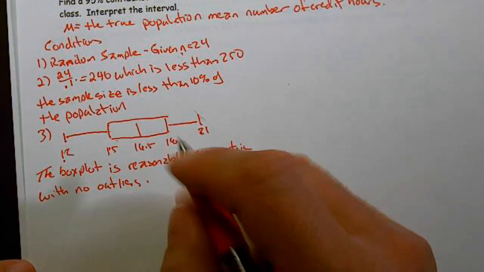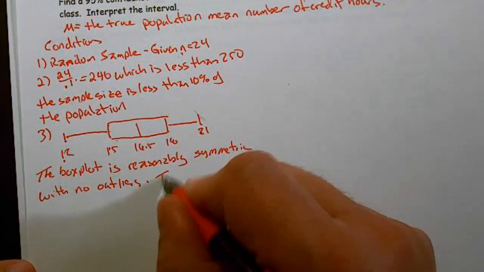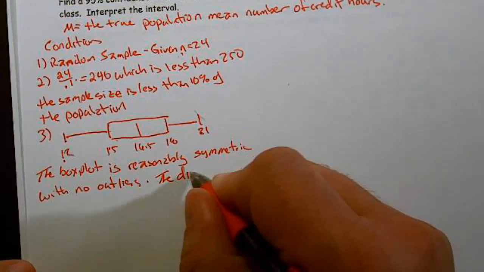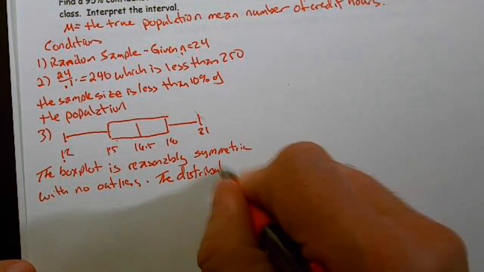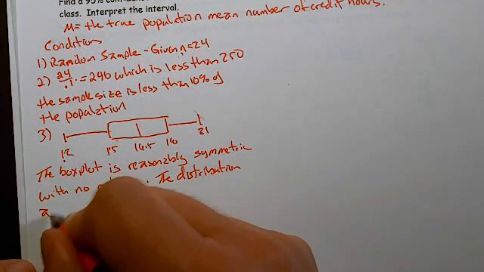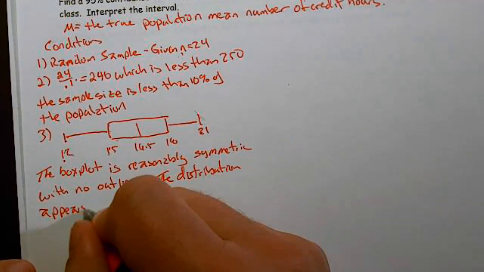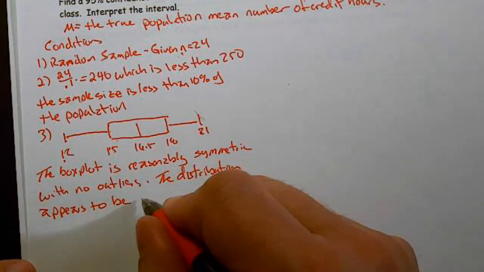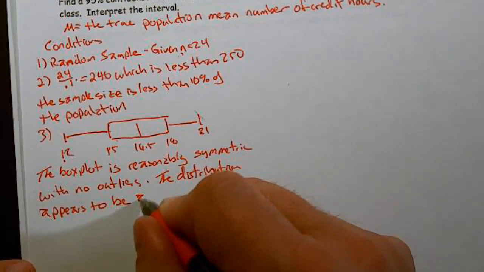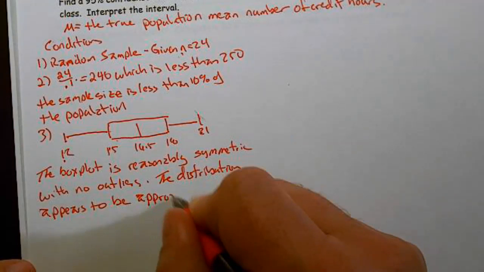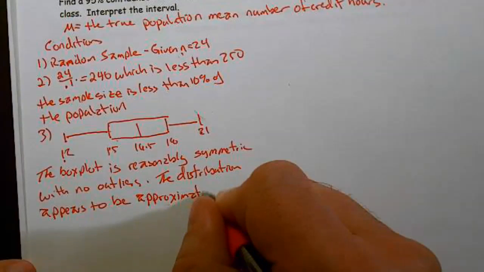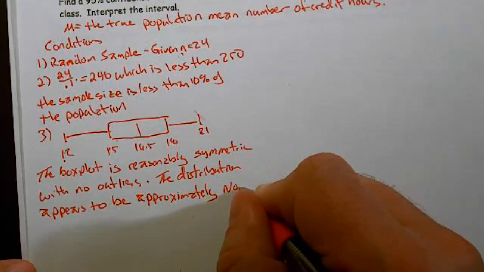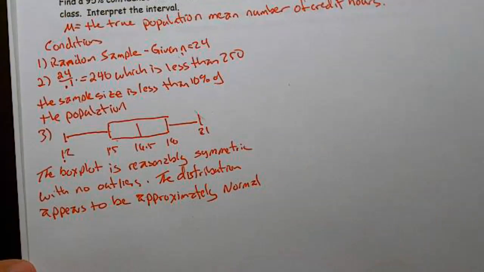Okay. The distribution appears to be approximately normal, or reasonably normal. You want to always put some sort of qualifier in there. All right, so we checked it.